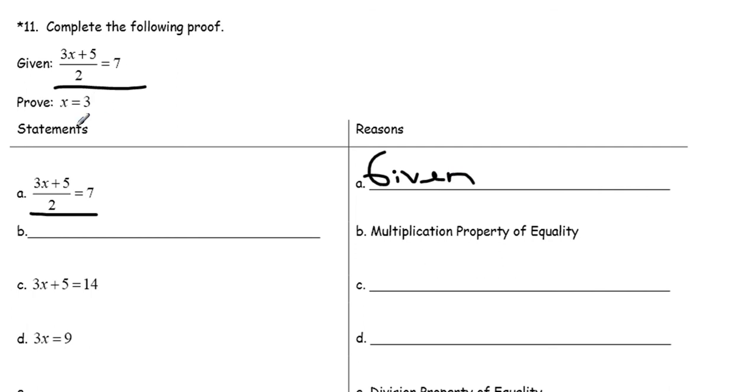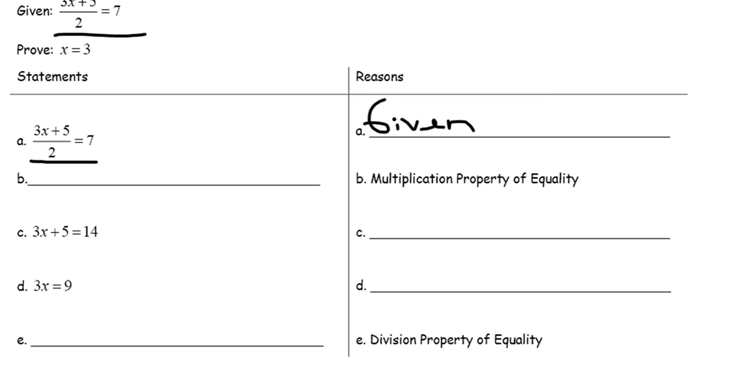Well, this is a little bit different than what you're used to seeing. They're going to give you some things on the left, or they're not going to give you some things on the right. So what you're going to do is, from this step to this step, we know that from here to here, we used the multiplication property.